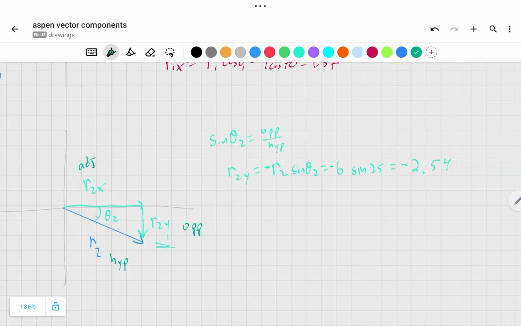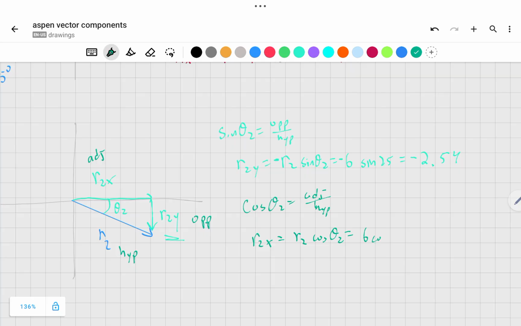I'm going to do a similar thing with cosine. That's adjacent over hypotenuse, which means I'm going to get R2 in the x, which is the adjacent side, equals the hypotenuse times the cosine of the angle. Now this is in the positive direction, right, because it's pointing to the right. So that's 6 times the cosine of 25 degrees.